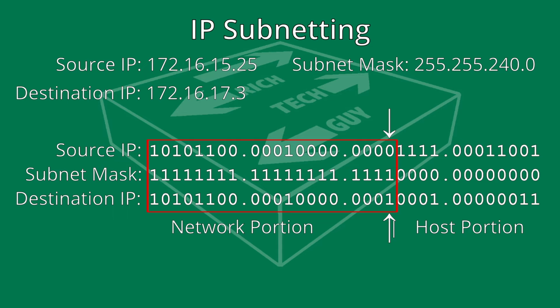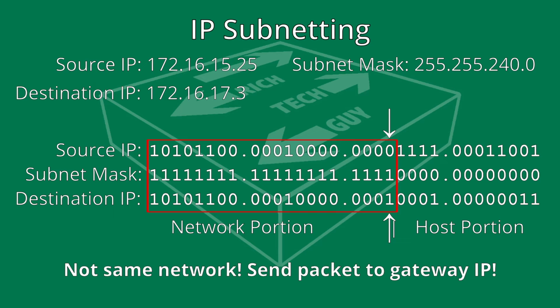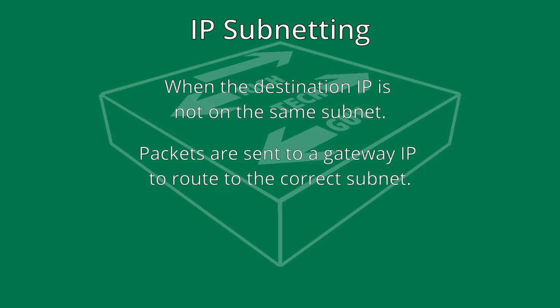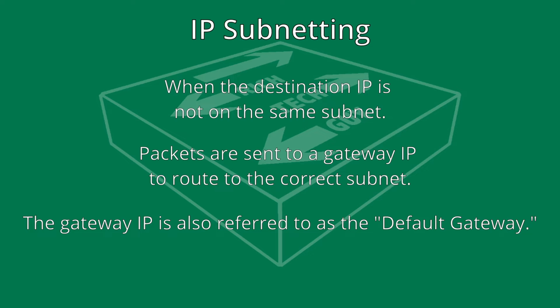Okay, so this time when we're looking at the network portion of the IP addresses, the computer knows that the destination it is trying to send that packet to is not on the same network that it's on. So what it needs to do instead is send that packet to a gateway IP address that will then transfer or route the packet to another network. And the device at the gateway IP address is also referred to as a default gateway. And there we have the third portion of the information that your computer needs in order to connect to the internet.